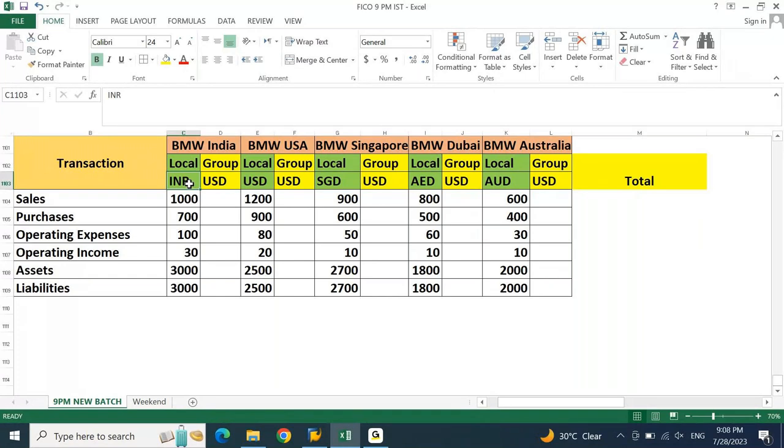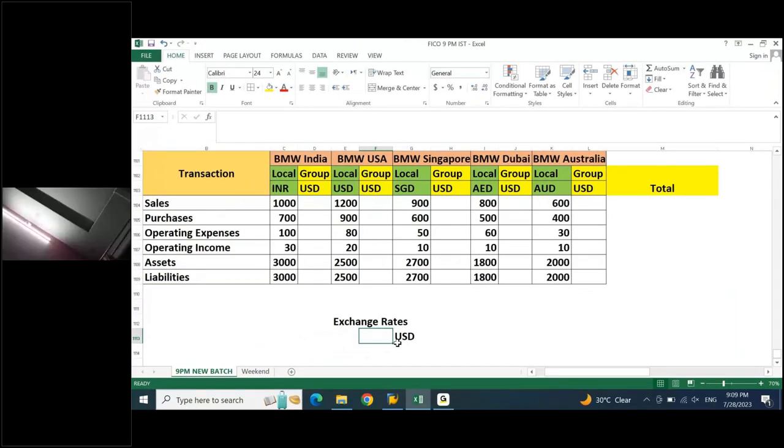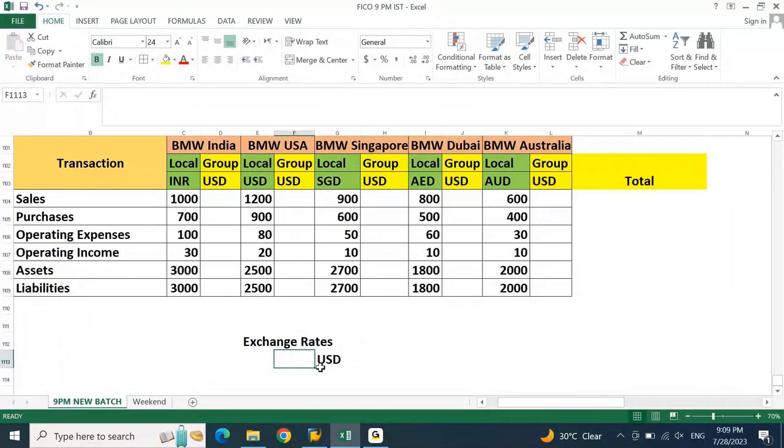You have something called exchange rates. You are going to maintain exchange rate from one currency to the other currency. In short, dollar is your target currency. Your source currency has got INR, USD, Singapore dollar, AED, AUD. From every source currency to the target currency of dollar, you are going to update exchange rate. Based on the exchange rate, you are going to make sure that the currency is automatically converted to derive at the dollar. What I will do, let's say for INR.